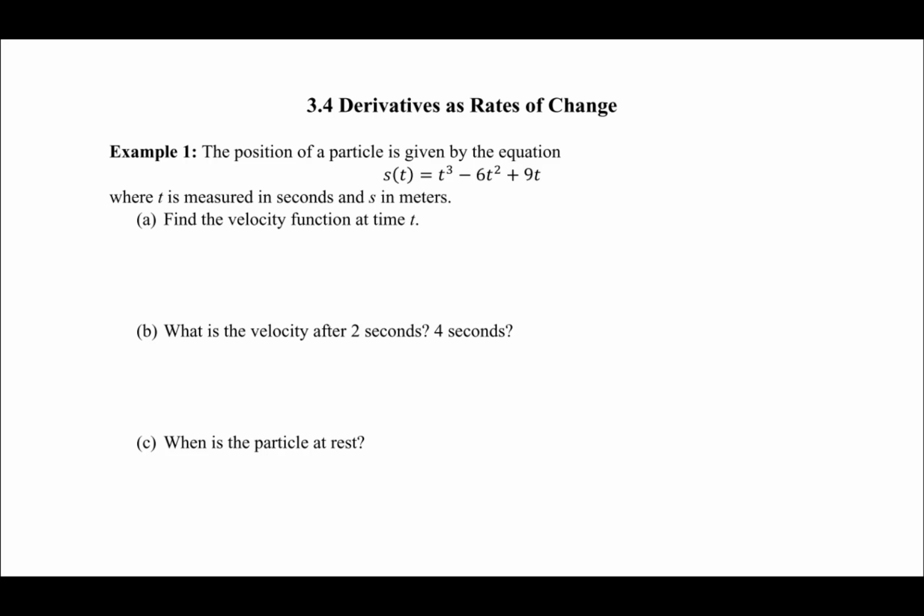Let's go ahead and work through the examples you were asked to take a look at. So part A here says to find the velocity function, which would be the first derivative of the position function you were given. We can use the power rule to find this and get 3t squared minus 12t plus 9.